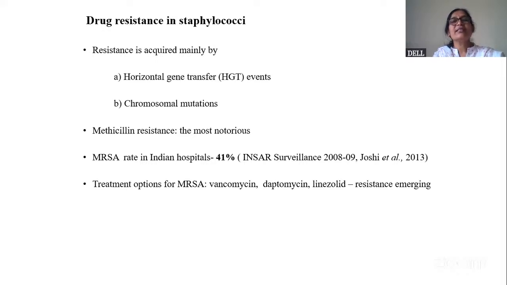Now, drug resistance in staphylococci is mainly acquired by horizontal gene transfer and chromosomal mutations. I'll be talking today only about the horizontal gene transfer events. Methicillin resistance is the most notorious one, and the MRSA rate in Indian hospitals is about 41%. And now it has almost increased by another 5%. Treatment options for MRSA are vancomycin, daptomycin, linezolid, although we have seen in some cases linezolid resistance.